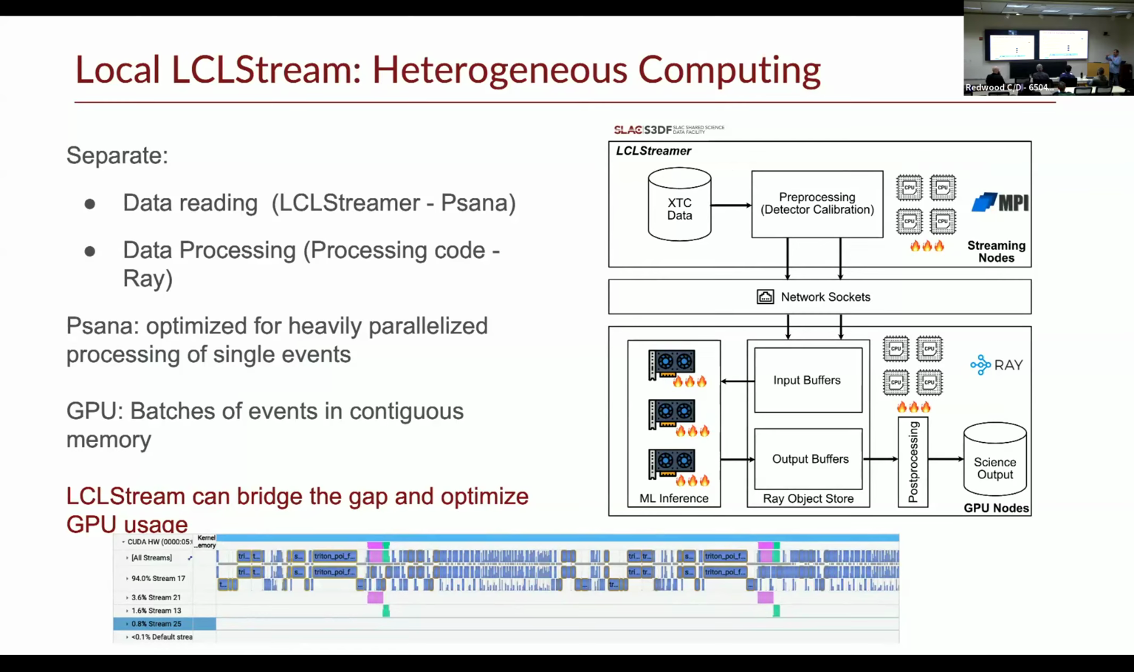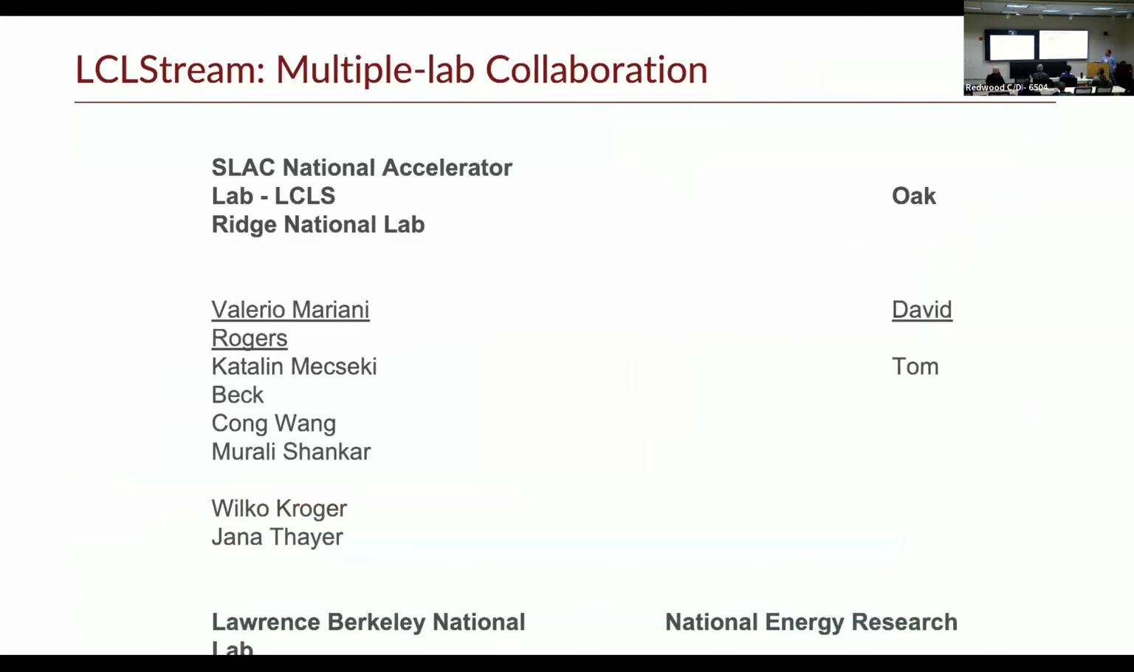When you have a GPU, you want maybe a block of events close together in memory that you can copy into the GPU, right? So he created a pipeline where the LCLS-streamer is running, but it's not sending data remotely. It's just sending it to a local socket, which then draws data from to feed the GPU. And in this way, he can keep everything always running at 100% without any dead time. And that's basically what I had to show you.